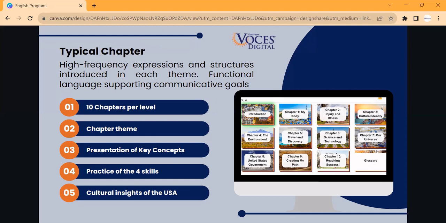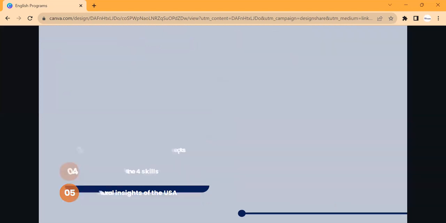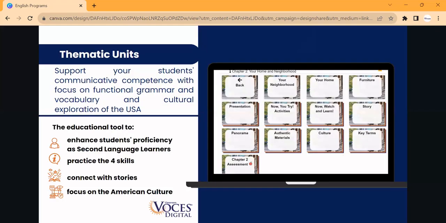So this is just a snapshot of a chapter. Now I'm going to dive deeper into the units. So we said that we have 10 units, and I'm going to dive deeper now into the components of each unit that will help support, like we said before, students' communicative competence, focusing on grammar and vocabulary while we explore the United States culture.